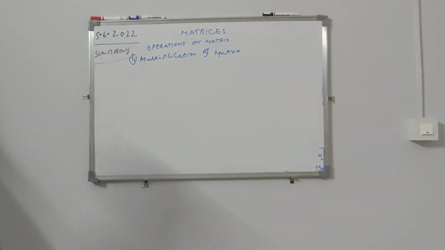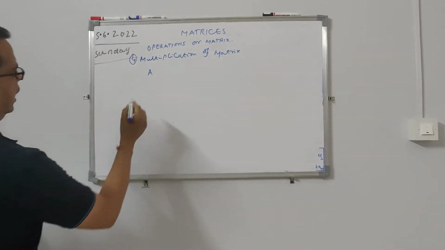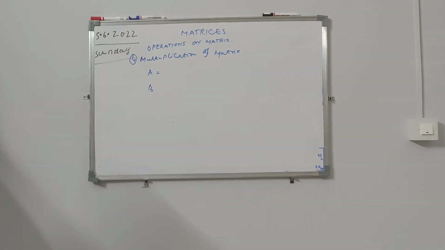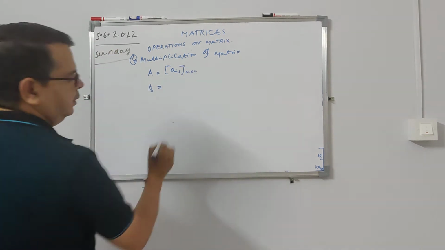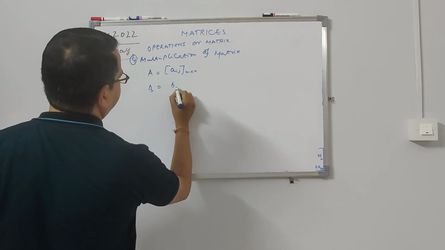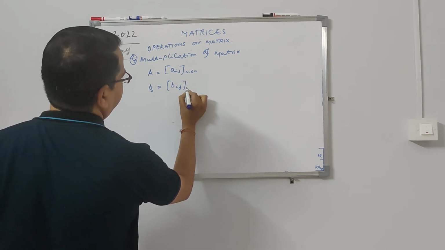Multiplication of matrix. Let us say I have a matrix A and a matrix B. The matrix A has elements A_ij, and let it be M into N. B should be N into P, with elements B_ij.